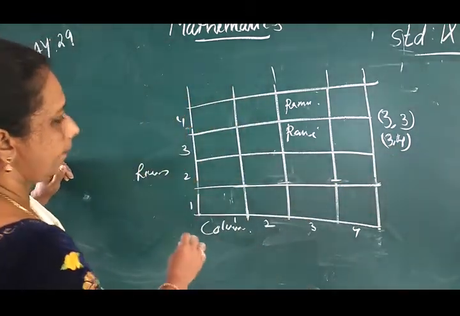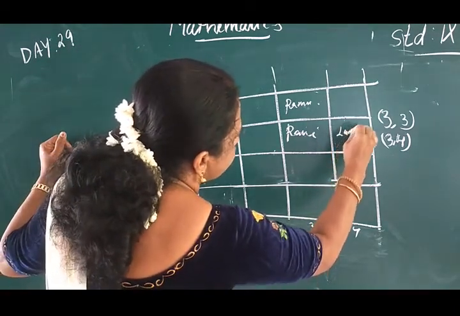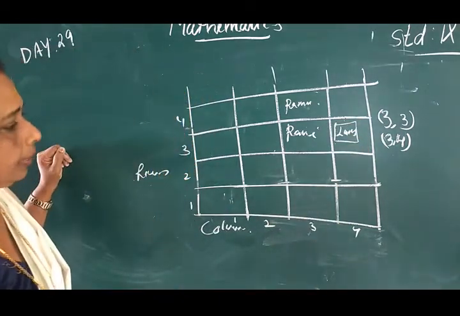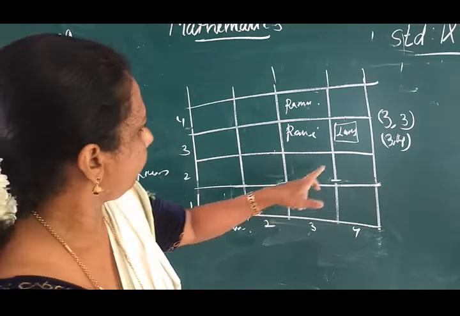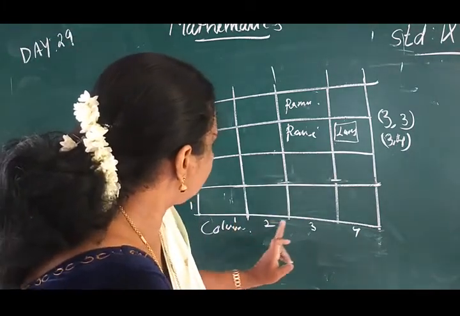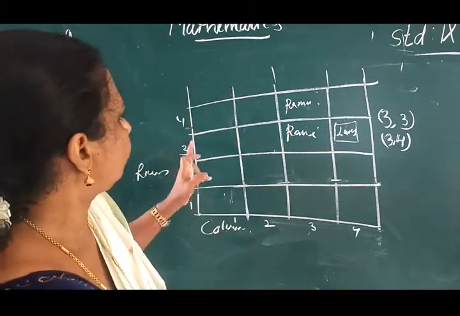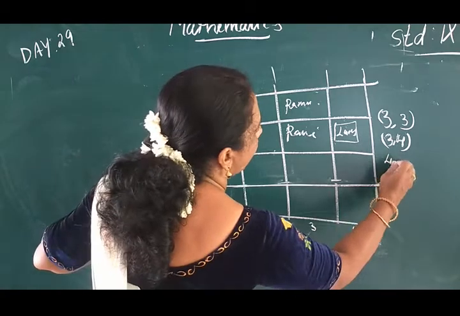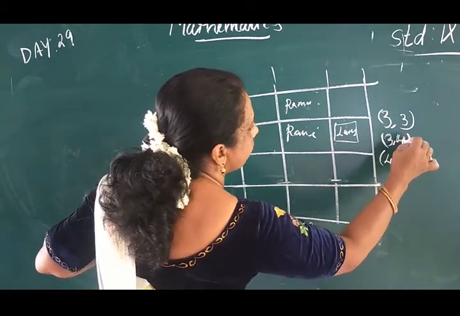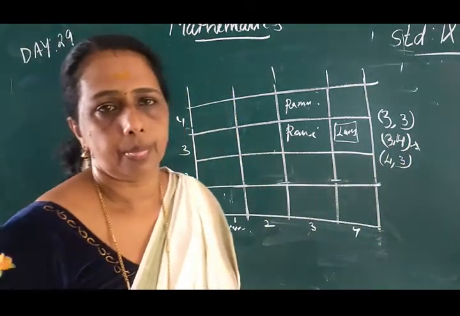Lucy is sitting here. What is the correct, exact place of her position? Column 1, 2, 3, 4, the fourth column. Which row? 1, 2, 3. That is fourth column, third row, that is 4, 3. This 3, 4 is not equal to 4, 3. That is a different position.